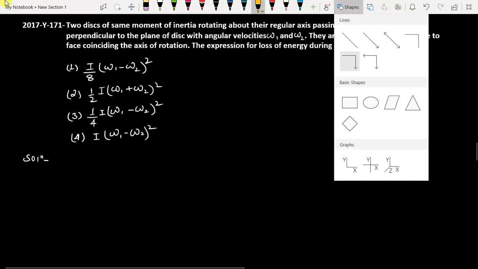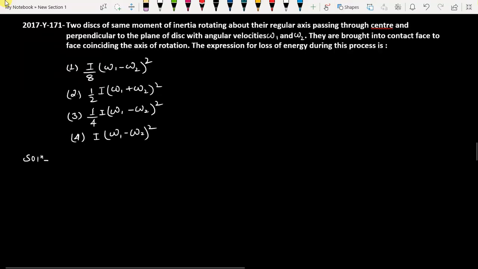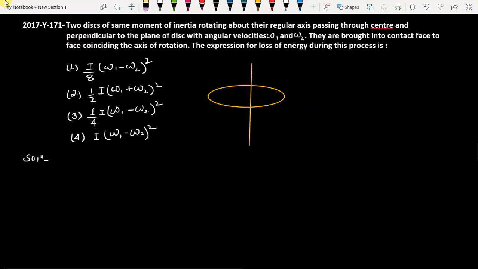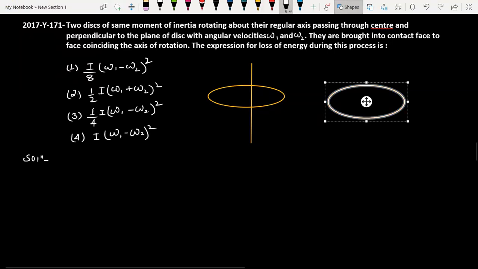So in this question, the very first part is that we have two disks. Let's say this is the first disk, and the axis of rotation of the disk is this, which is passing through the center and perpendicular to the plane. Now let's say this is the second disk, and the axis of rotation of this disk is this. This is the regular axis which is passing through the center and perpendicular to the plane of the disk.